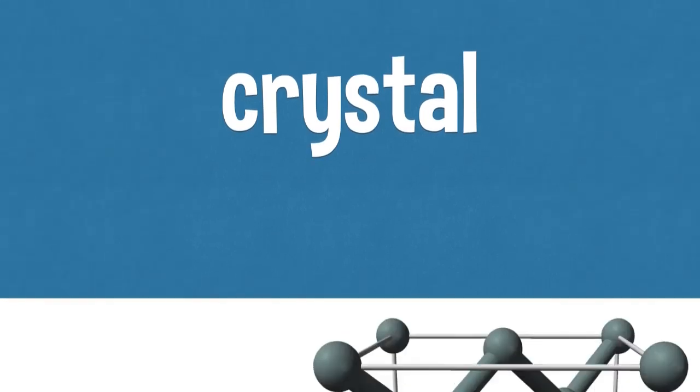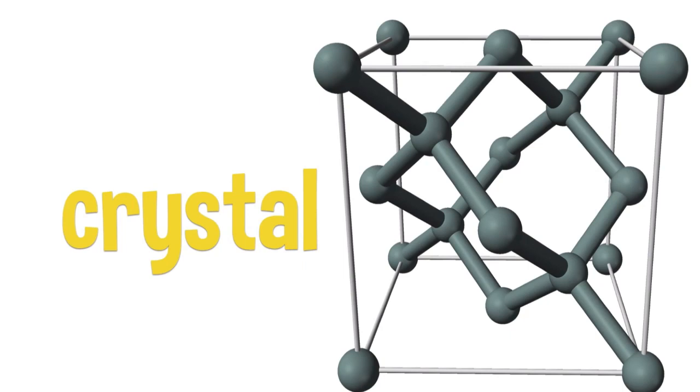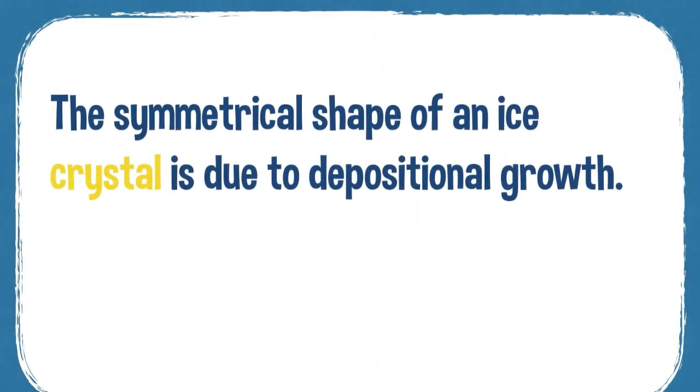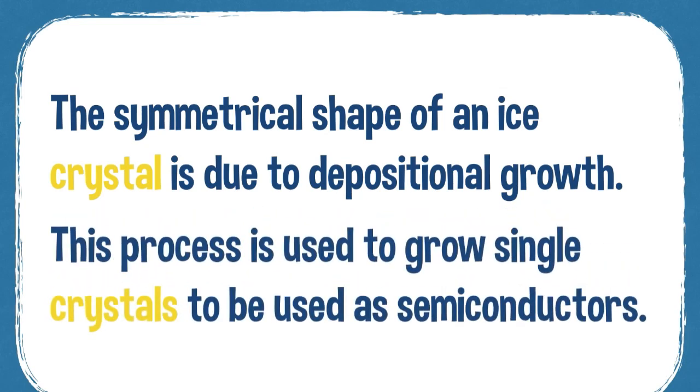Your next word is crystal. Crystal. So a crystal is a small piece of a substance that has formed naturally into a regular shape, a symmetrical shape. A little bit like the diagram shows you here. So, for example, the symmetrical shape of an ice crystal is due to depositional growth, and it's usually grown in a symmetrical way. This process is used to grow single crystals to be used as semiconductors. So, for example, silicon crystals can be grown.